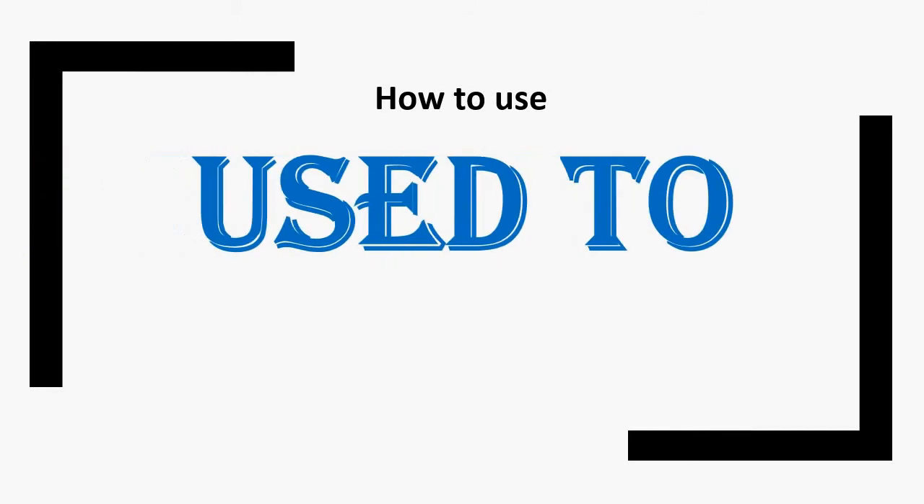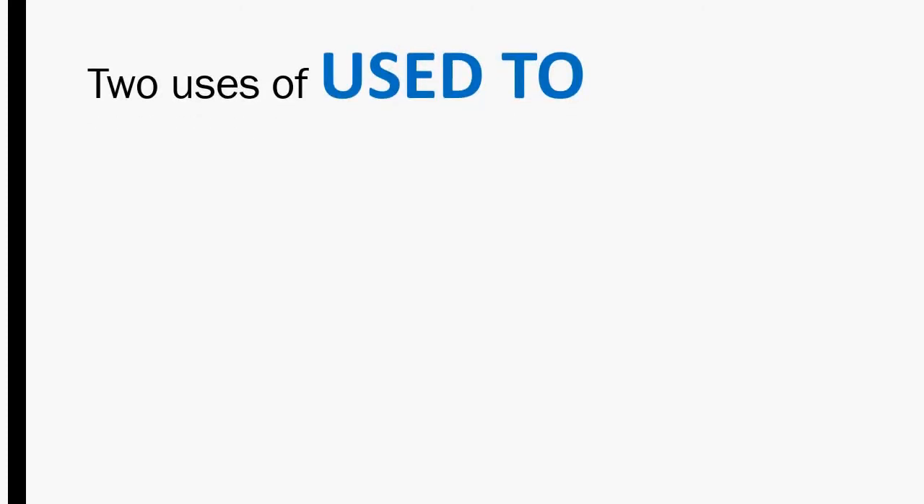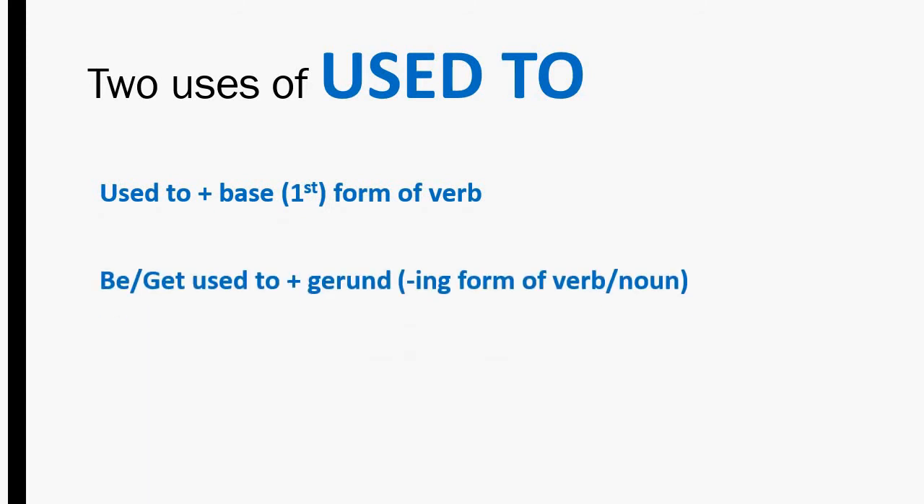In this lesson we're going to learn how to use the expression used to. So let's get started. Used to is used in two ways. Number one, we use it with the base or the first form of a verb. And we also use it with the be or the get verb plus a gerund, which is the ing form of a verb, and acts as a noun. So let's delve into more details.